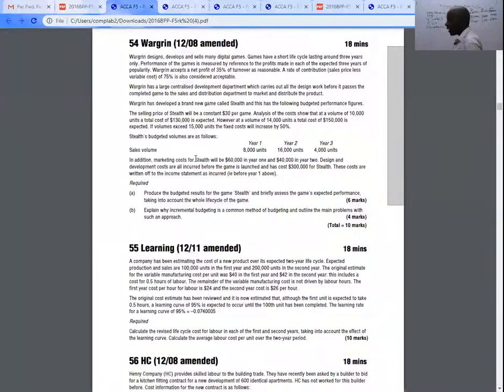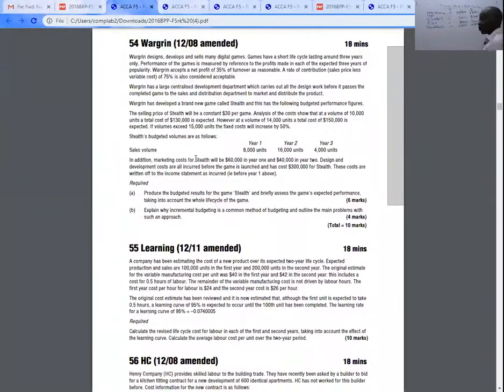So you can see the marketing cost is how much? Marketing cost of 60,000 in year one, 40,000 in year two. So year one, 60,000. Year two, what do we have there? Year two, 40,000. The other years, there is nothing to market there. So 60,000 plus 40,000 gives me 100,000.